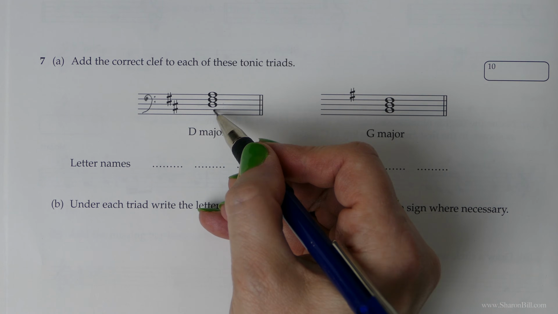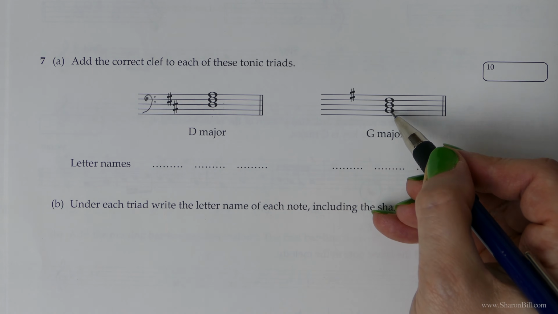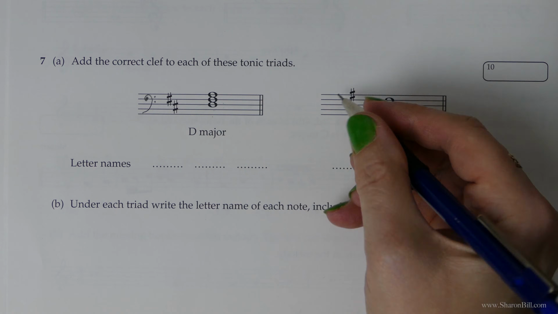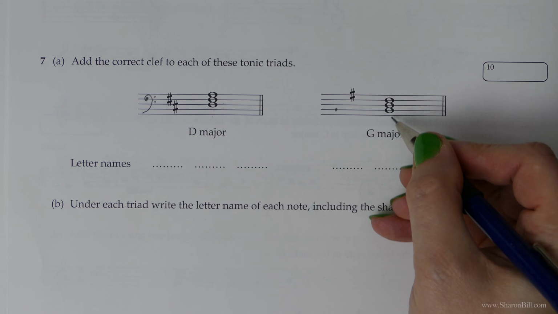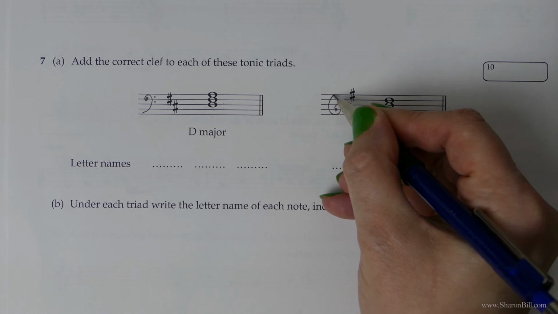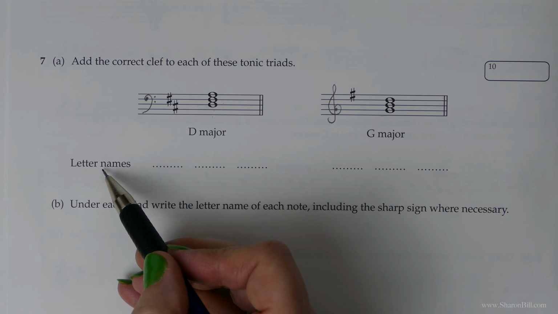So now let's look at this one. This one must be treble clef, because G major must begin on the G, so this must be treble clef. So that's the first part done. And so now the letter names.